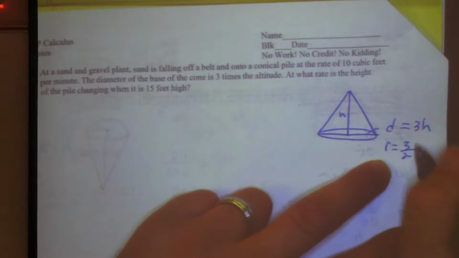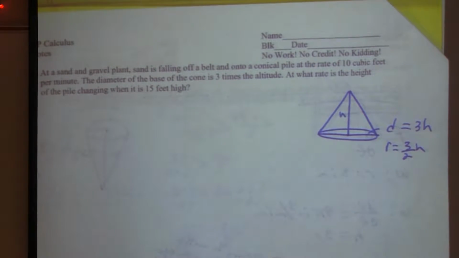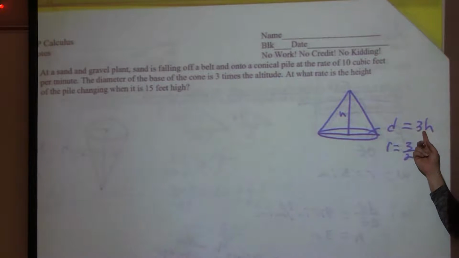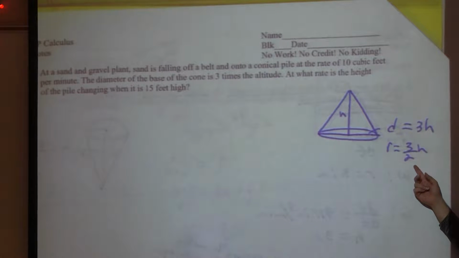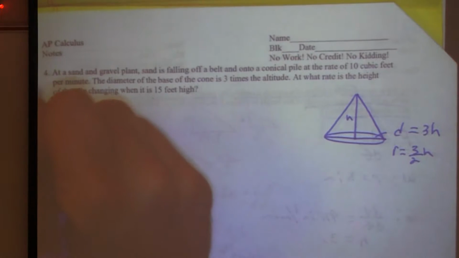3 over 2h, right? It would be just what? Half of that, right? So some of you see it as 3h over 2. Is it the same thing, me writing 3 over 2h? Yes. Okay, great. Awesome.